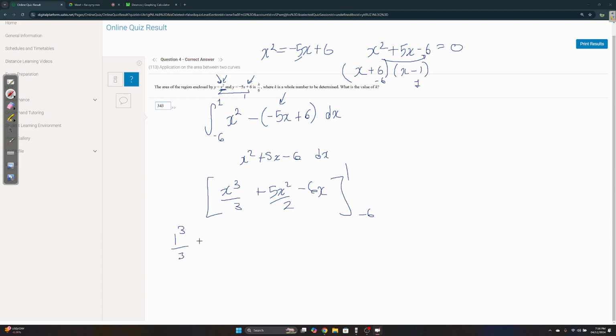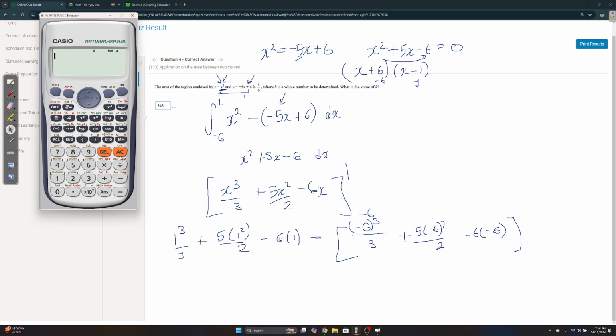1 cubed over 3 plus 5 times 1 squared over 2 minus 6 times 1 minus, open bracket. Now substitute minus 6 cubed over 3 plus 5 times minus 6 squared over 2, minus 6 times minus 6. Please make sure to put the minus 6 under the bracket. Okay, let's put this in our calculator.